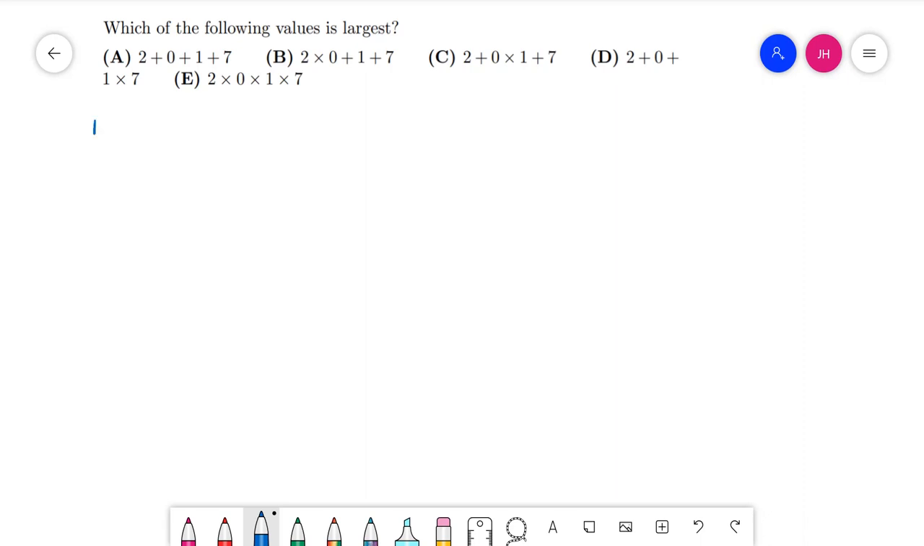A gives 10, and B gives 8, and C gives 9, D gives 9, and E gives 0. Therefore, A is the largest. Good. So this seems fairly straightforward and fairly simple, and that is the very first problem in this exam.